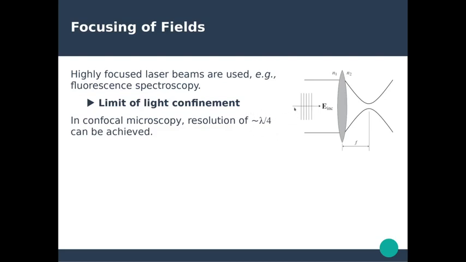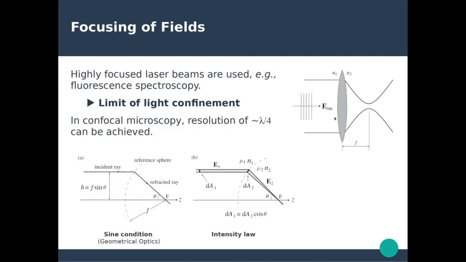So if you send an incoming field onto this aplanatic lens, you actually need to consider this optical element also if you want to achieve higher resolutions. How do you actually describe this lens? You need two rules. You need to follow the sine condition, which is just geometrical optics, that's going to dictate how the light rays, the conjugate light rays, will behave and be refracted.